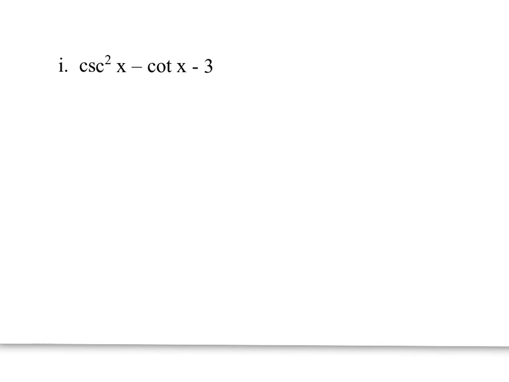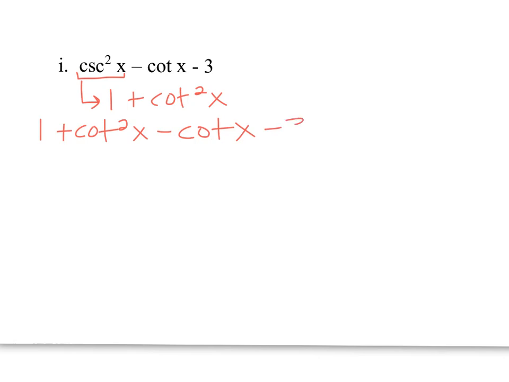So let's try that again. Look at the expression in its current form. Cosecant squared x minus cotangent x minus 3. Currently, it's not factorable. But again, the Pythagorean relationship comes to the rescue. Cosecant squared can be rewritten as 1 plus cotangent squared. And if we substitute that in place, we get 1 plus cotangent squared x minus plain cotangent x minus 3.